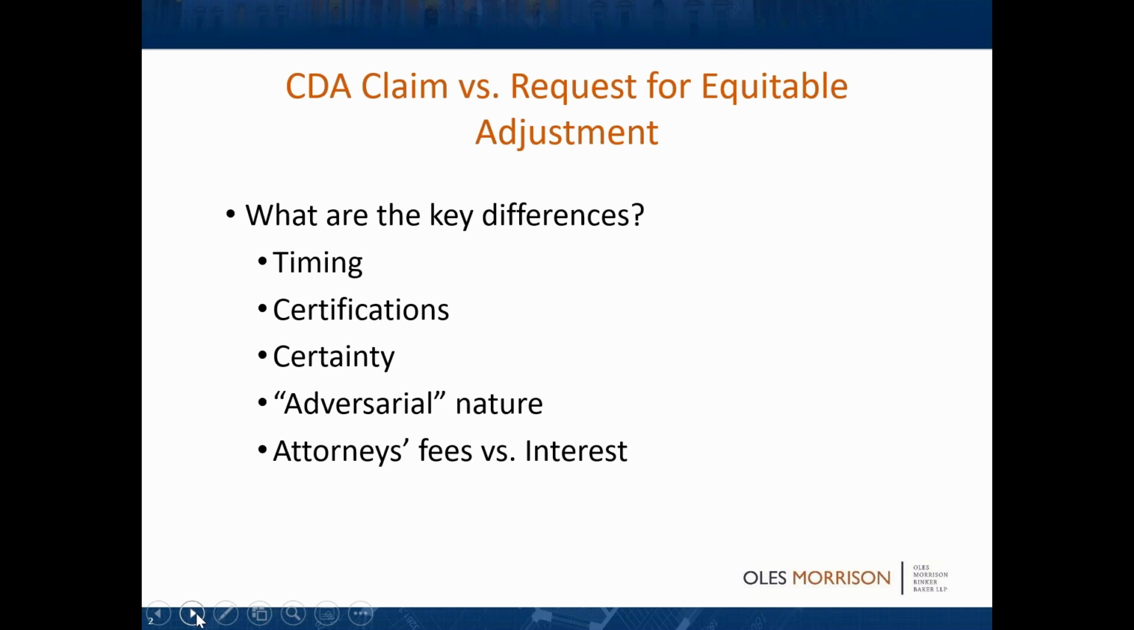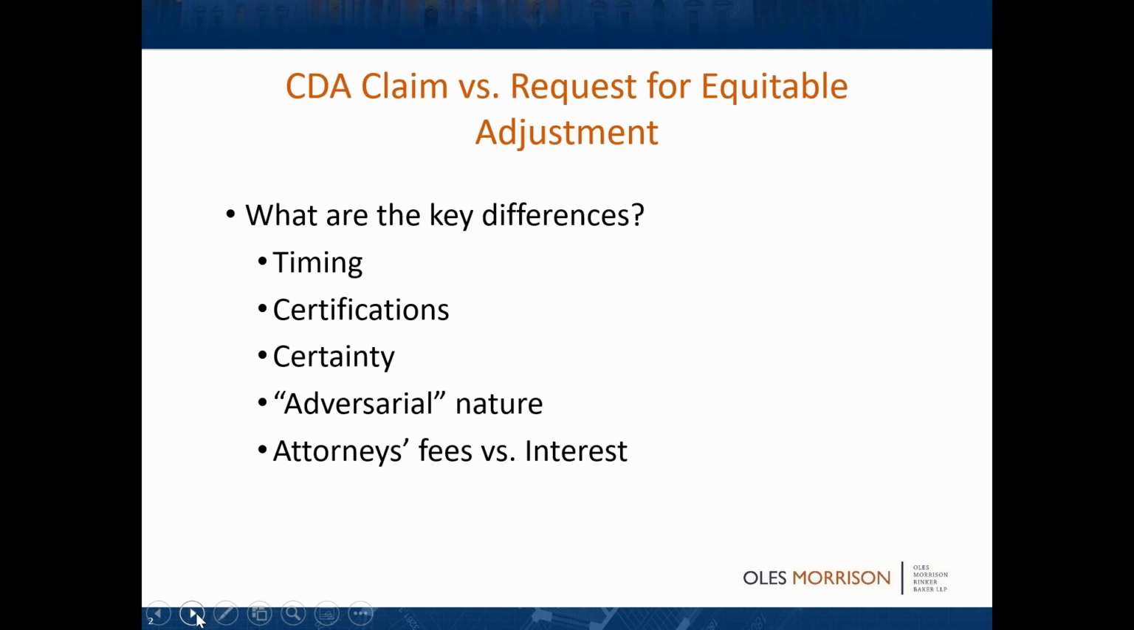Typically, with a request for equitable adjustment, the government doesn't have any timeline in which to get back to you. So it's generally where people start out. With a claim, the government has to issue a decision on your claim within 60 days or tell you that they need more time. Certifications, both are going to require certifications. The key point is if you don't certify your REA or you don't certify your claim at all, then the government doesn't have to consider them an REA or a claim.